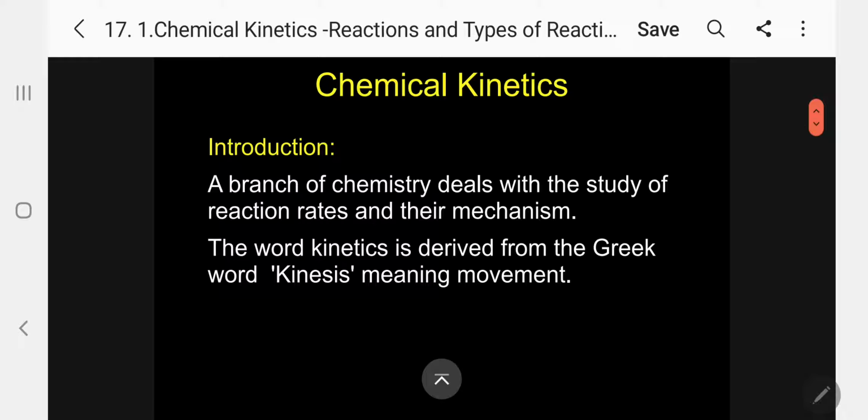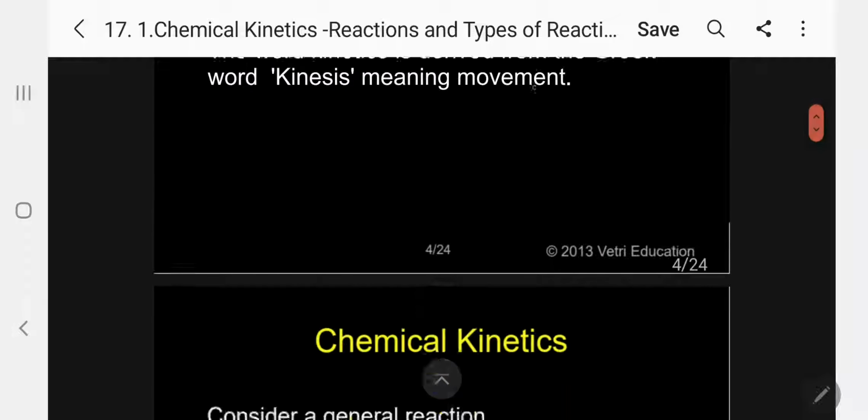Before entering into the types, let me introduce what is chemical kinetics. Chemical kinetics, a branch of chemistry that deals with the study of reaction rate and their mechanism, is called chemical kinetics. The word kinetics is derived from the Greek word kinesis, meaning movement.